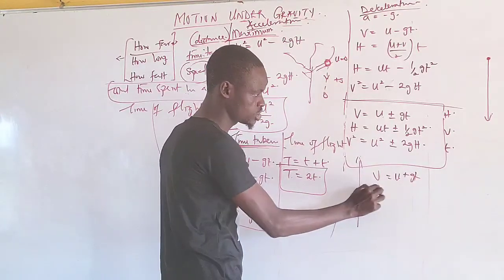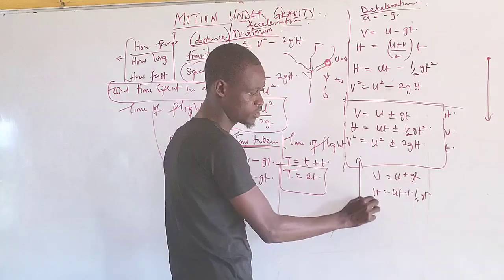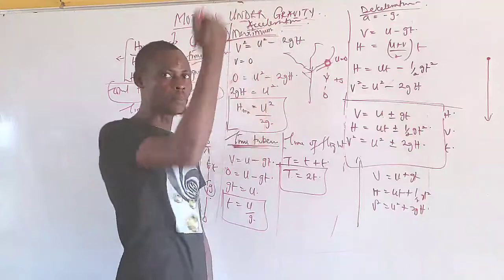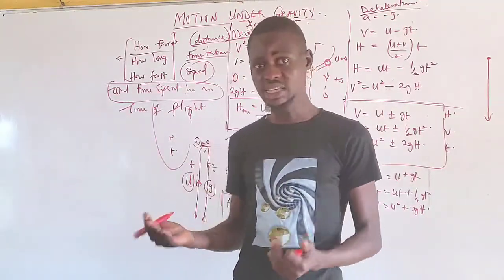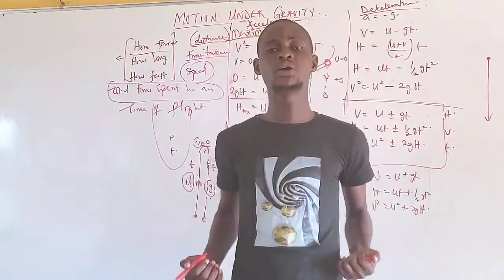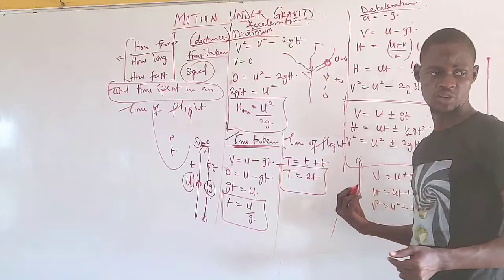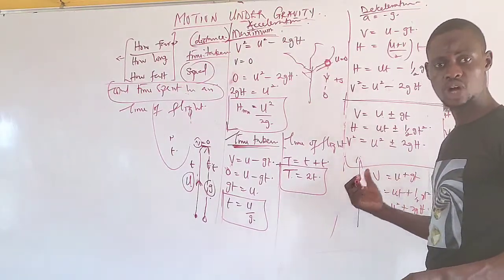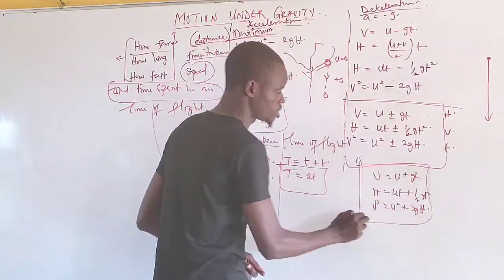Or H is equal to what? UT plus half GT squared. Or V squared equals U squared plus 2GH. When a body is dropping, again, we can give a kind of motion like that. In this case, you are not throwing the body, but it's dropping downward by itself. Then you employ the positive gravity aspect of it. So from here, I'll be using any of these equations.